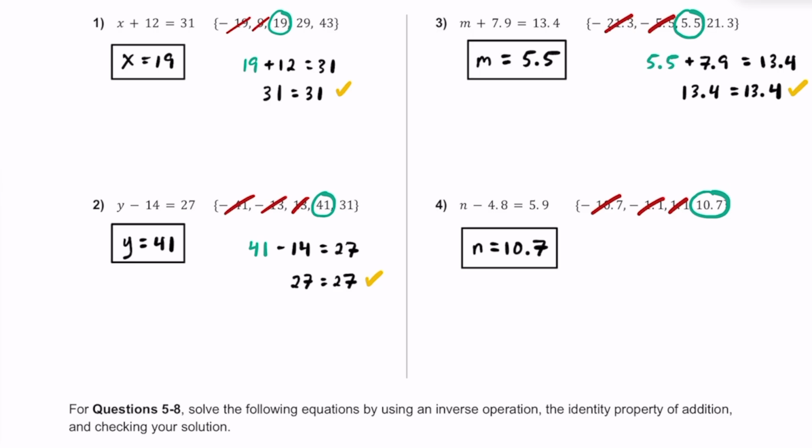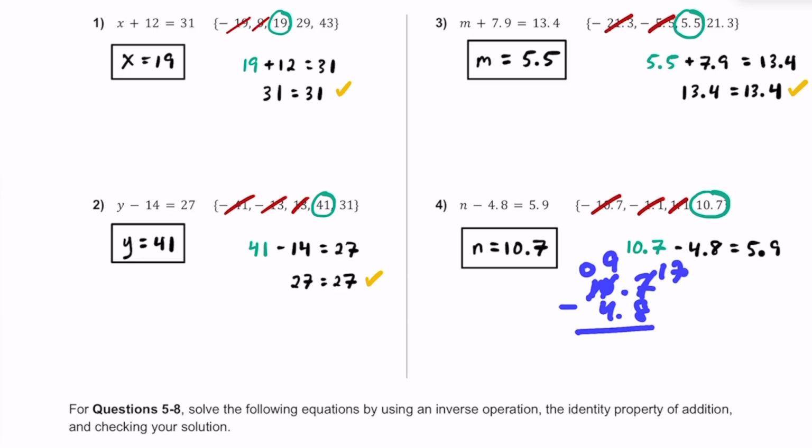Now let's go ahead and just check this real quick. If we take this 10.7, we think that's the value for n, and take away 4.8, the question is does that actually equal 5.9? You want to definitely make sure and double check here. I'm going to write it just like this, 10.7 minus the 4.8. We would borrow here from the 1, make it a 0. This would become a 10, but then we would borrow again, make it 9. This would be 17. So 17 minus 8 would be 9, and then 9 minus 4 would be 5. So we do have 5.9.